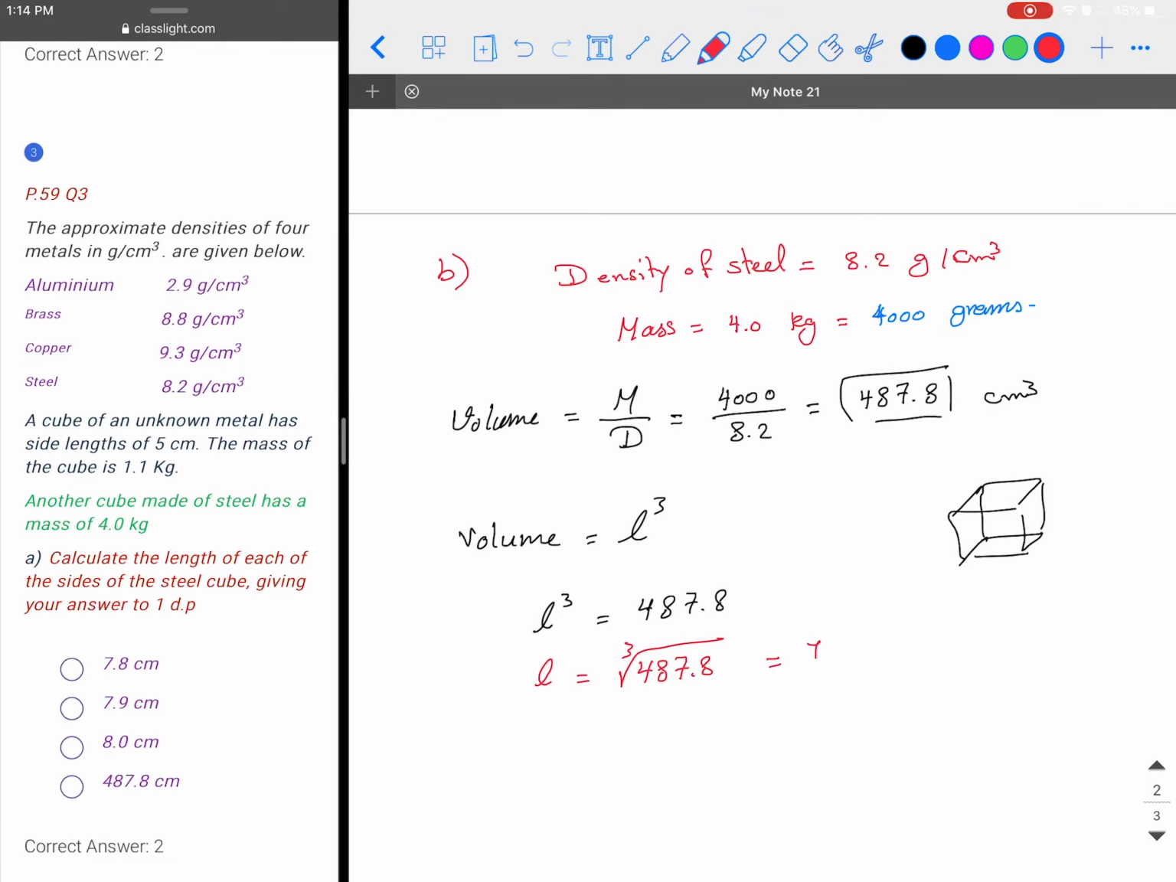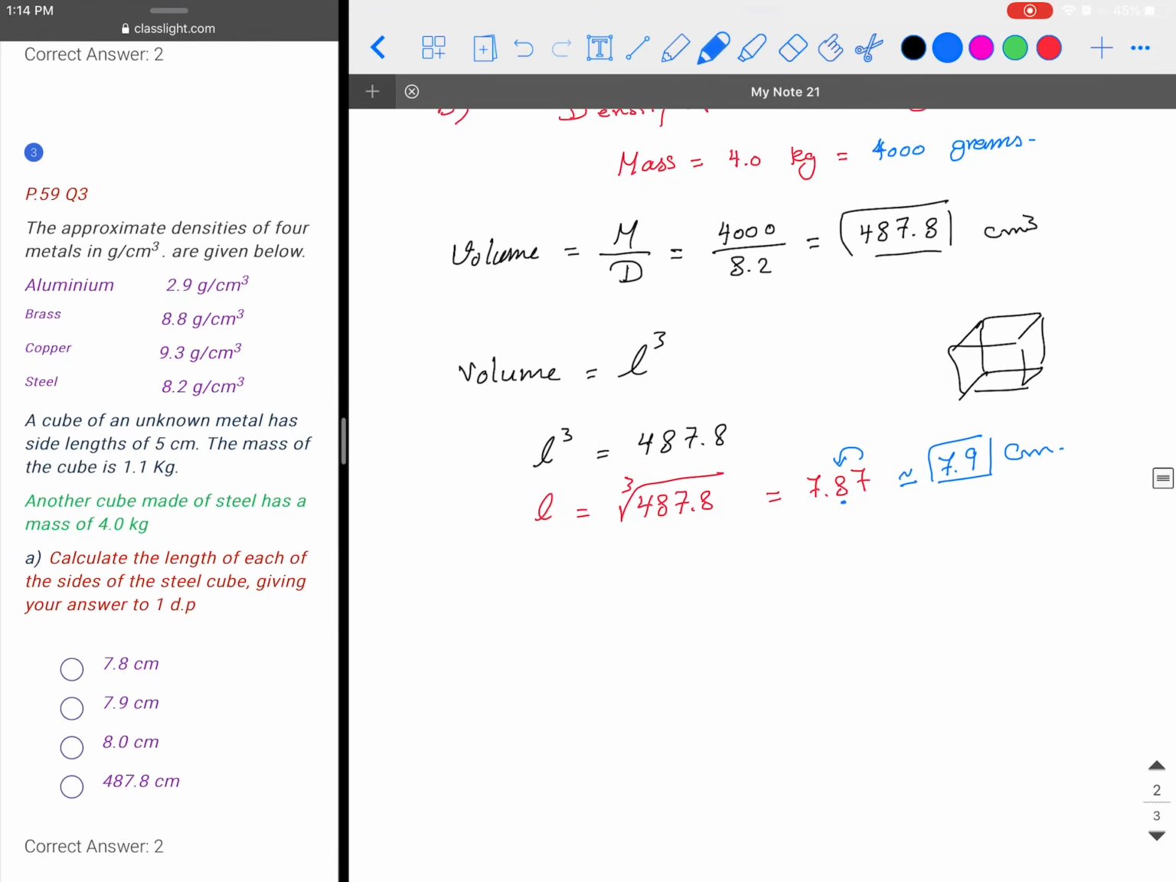So the result is 7.87 centimeter. But he said round your answer to one decimal place. So here is the first decimal place. 7 will give anything to 8, yes. So it will be 7.9. Don't forget your unit. Centimeter.